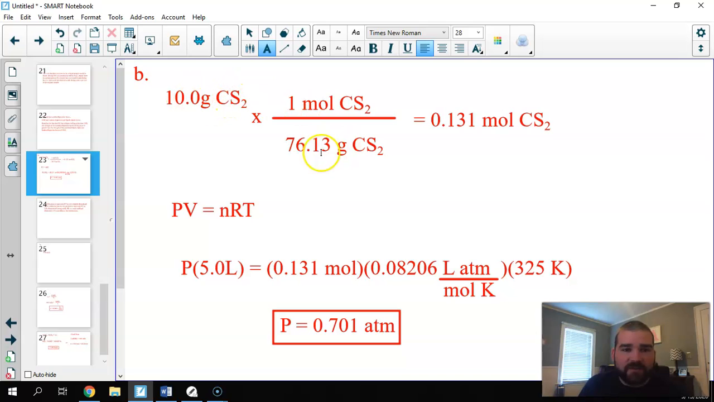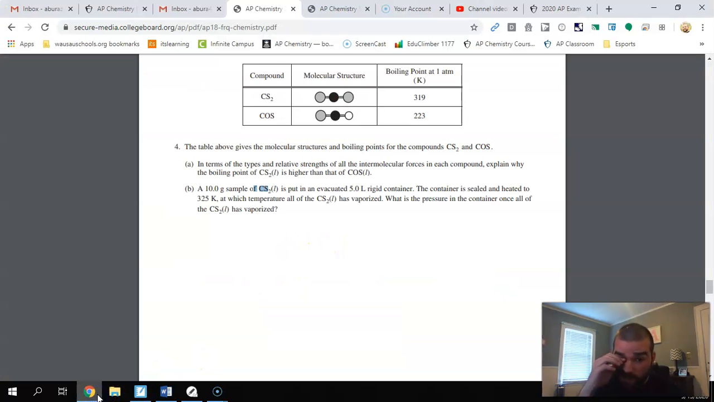So 10 grams of CS2, we use the molar mass of that off the periodic table to convert to moles of CS2. And then we plug in the volume that was given, the moles that we just calculated, our value of R, which is the gas constant, which is in the formula packet, and the temperature. Plug all that in, you get a pressure of 0.701 atmospheres for part B. And that's question 4.